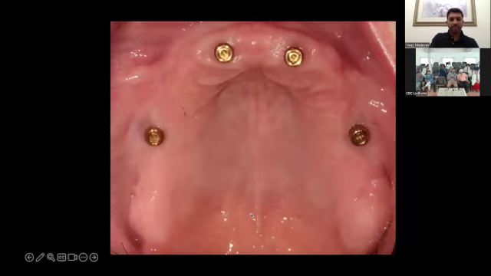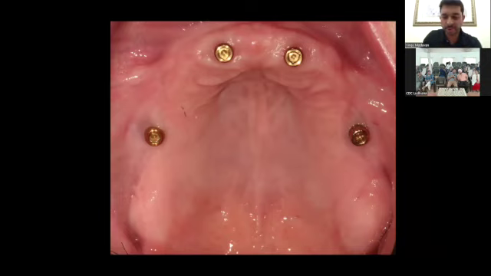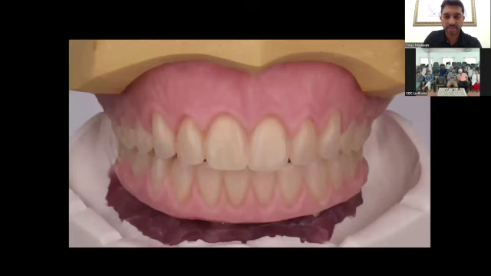And then in this patient, we placed a locator. We picked the locator height. Again, I don't want to discuss all that basic information, how to pick up the locator heights and all that kind of stuff. Remove the healing abutments, place locators in the maxillary arch.